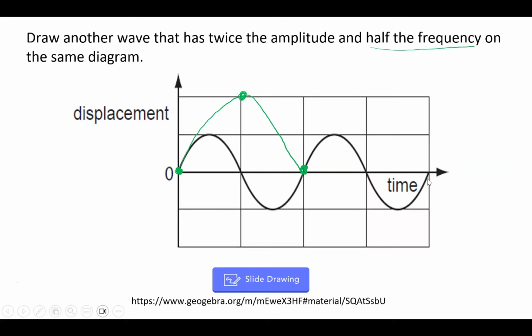Within this period is again one wave. It will be my second half of the wave. So I will end up here. Then I'll go down, go up, and now I must go down. So my second part of the wave will be like this. This is what I will have, twice the amplitude and half the frequency. The number of waves generated every 1 second decreased by 2 times. So instead of having 2 waves, I only have 1 wave. So this will be my new wave.